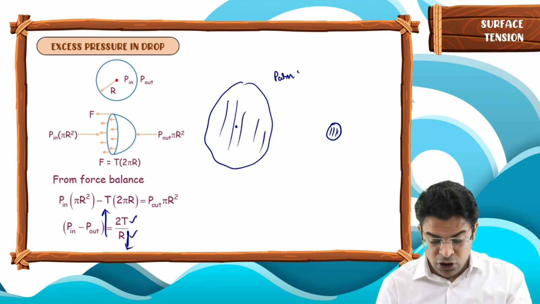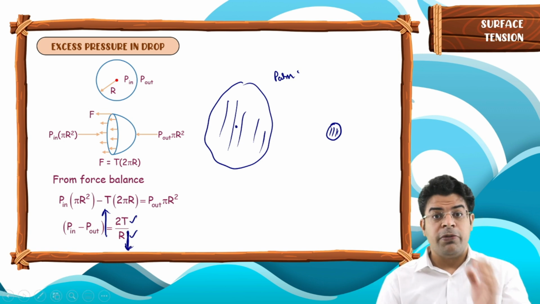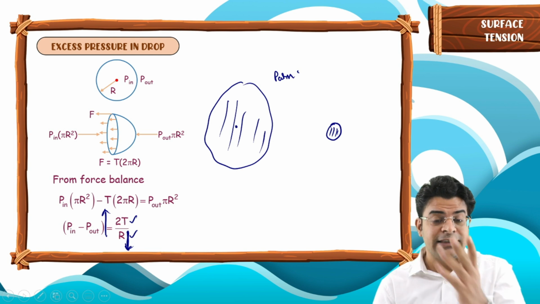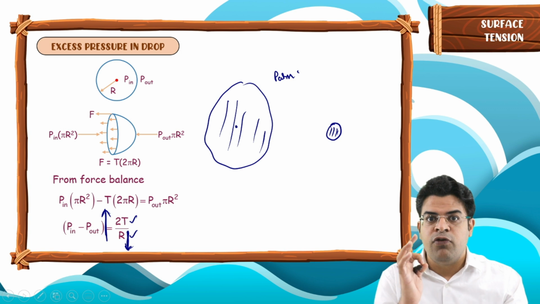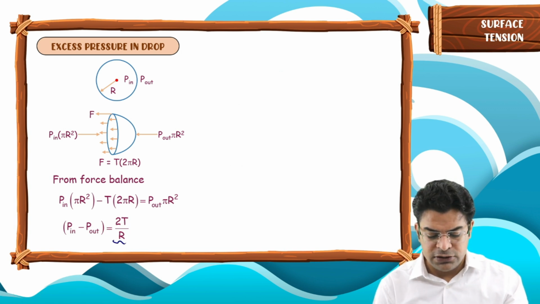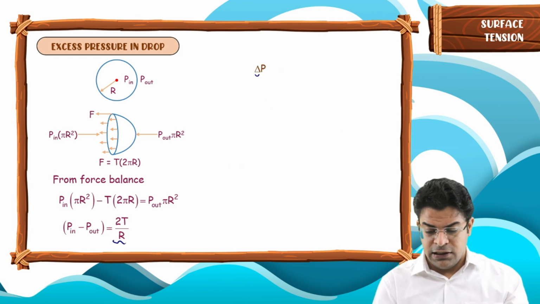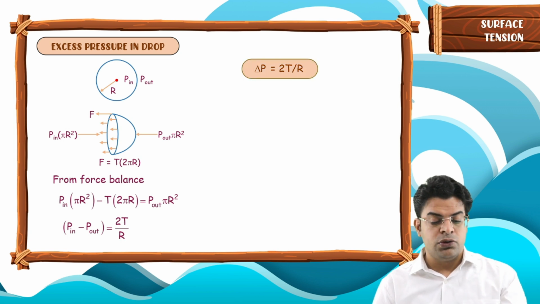Inside the big drop, the pressure will be less compared to the small drop. Why? The small drop has a lower radius, so the pressure difference between outside and inside is higher for a small drop. Hence the inside pressure is higher for a small drop. We will practice more on this. So we say that the excess pressure in case of a drop is 2T by r.